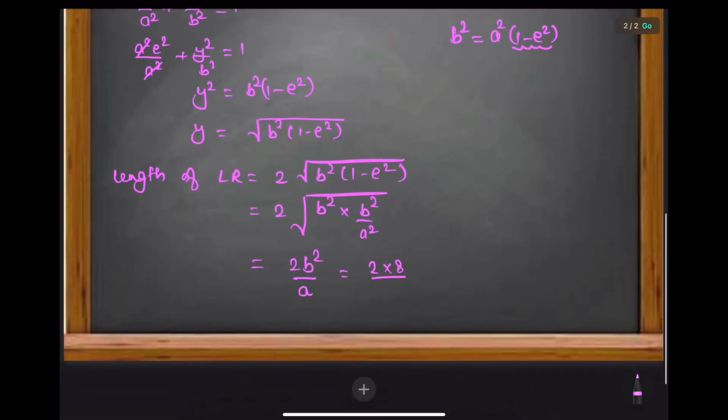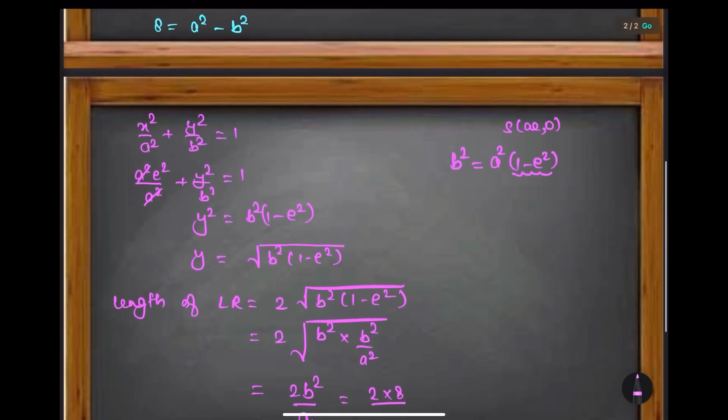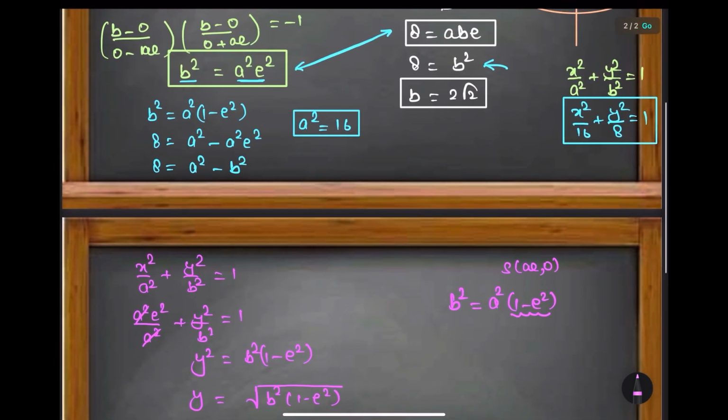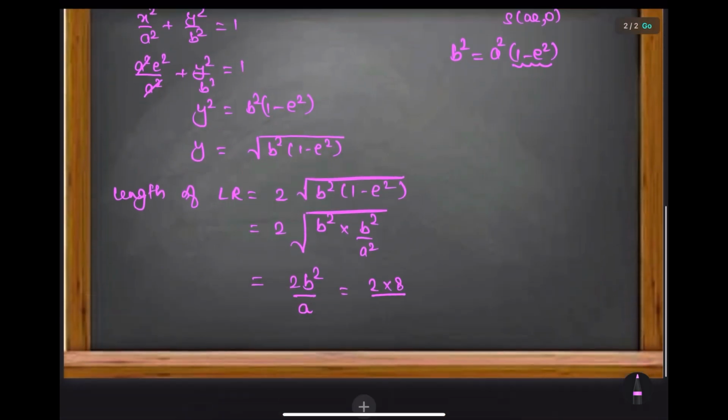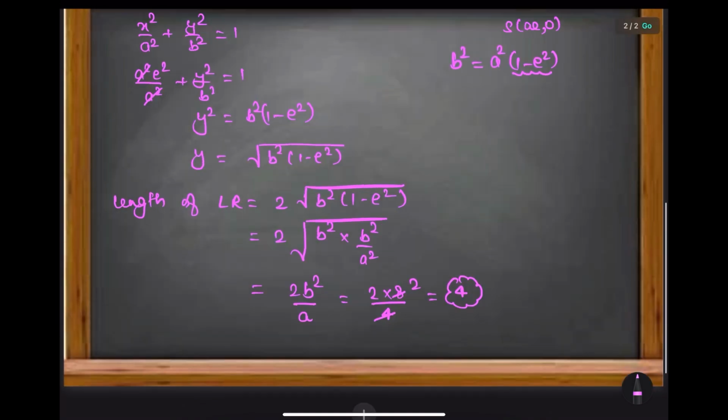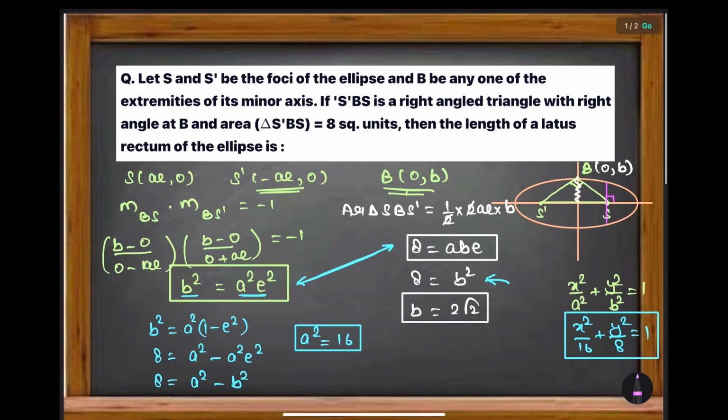And who is a? a is 4. It can be plus minus 4, but we are dealing with length, so I'll go with positive. So 2 times 8 by 4, that is 4. So the length of the latus rectum is 4 units. I hope till this part you guys are comfortable.